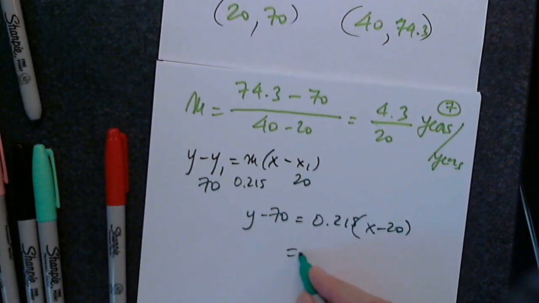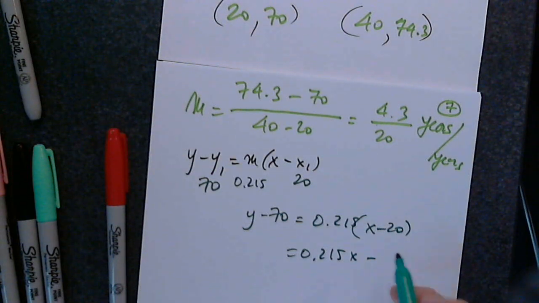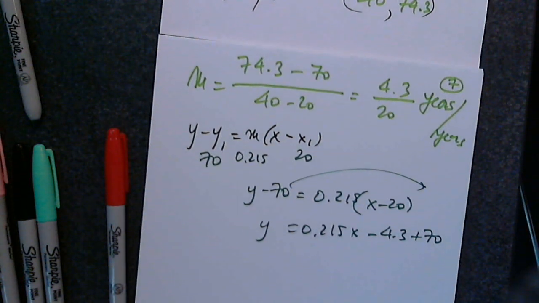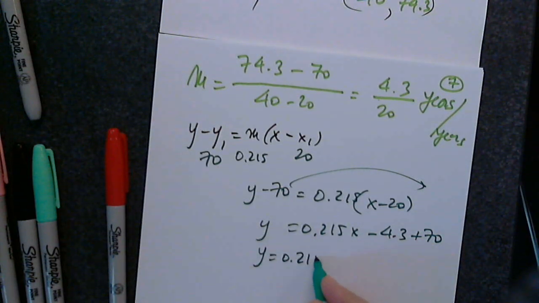I have to distribute: 0.215x minus 4.3 plus, so negative 4.3 and plus 70, because we have to move 70 to the other side. So then y equals 0.215x plus 65.7, is it? So this was an application, and we do have a part C.